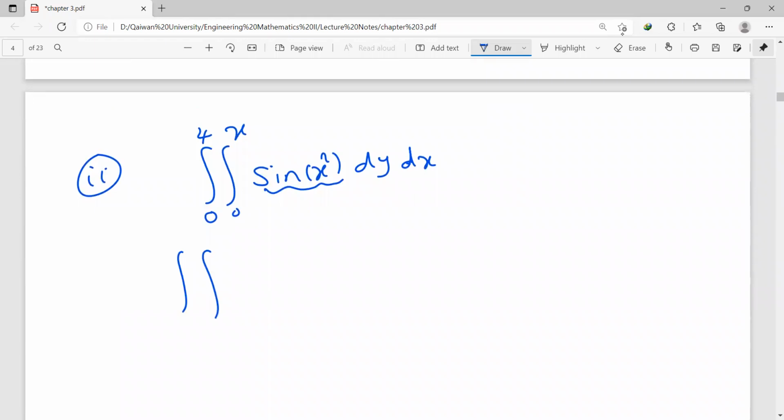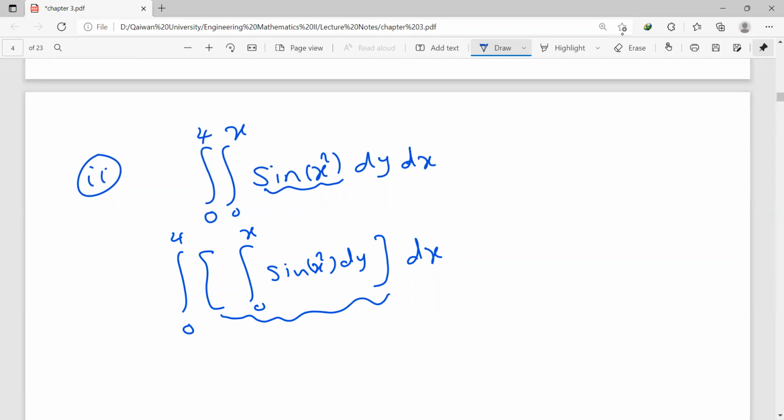Here we have the double integration. Let's say from 0 to 4 for the integration of sine x squared dy from 0 to x, then dx. We are going to find this one first, then we take another integration with respect to x. First, we take integration with respect to y, then with respect to x. And this equals what? What's the integration of sine x squared with respect to y?